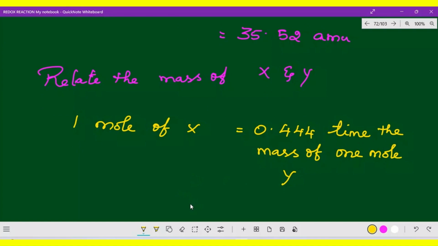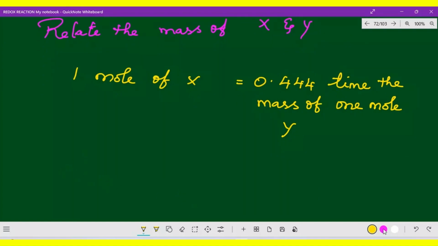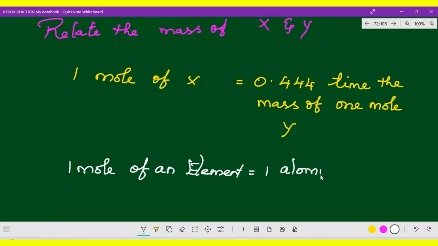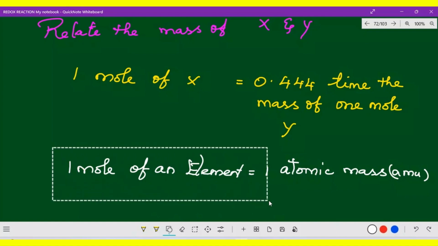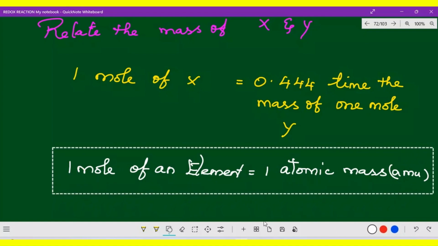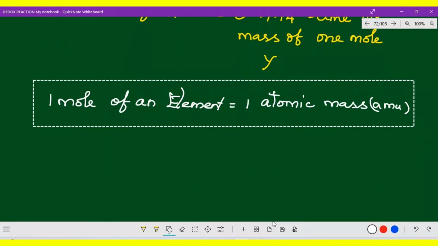Okay. Now 1 mole of an element. I just want to bring in this idea of how to deal with this. 1 mole of an element is equal to 1 atomic mass, that is AMU. So for example, 1 mole of hydrogen has 1 atomic mass, and in the same way carbon has atomic mass 12. 1 mole of an element equals 1 atomic mass, that is AMU. This is very, very important to note down. So through this idea, we can deal with this matter.